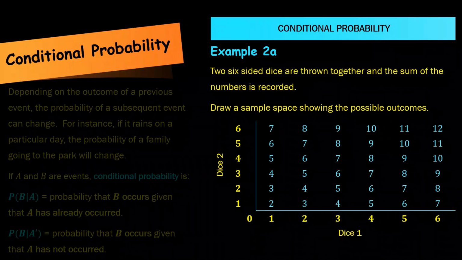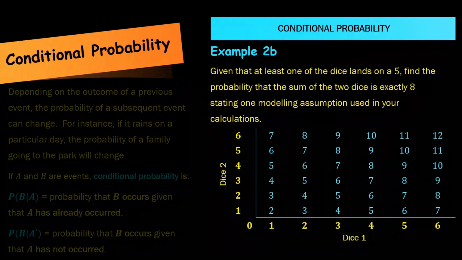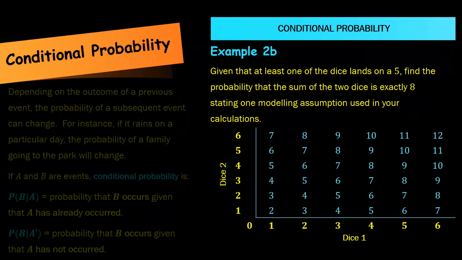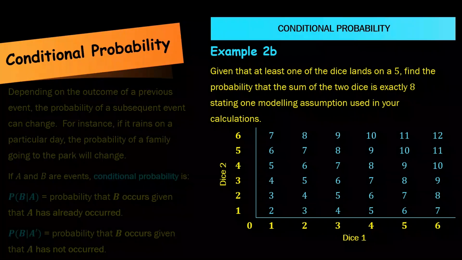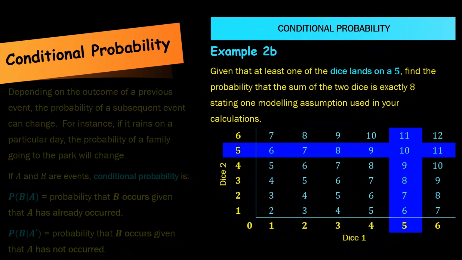Now that we have our sample space, we can have a go at part B. Given that at least one of the dice lands on a 5, find the probability that the sum of the two dice is exactly 8, stating one modelling assumption used in your calculations. So this time we're only going to need the row and the column for 5. In other words, this is the total we're going to use. The total number of ways in which the dice lands on a 5 is equal to 11. There are 11 ways of throwing at least one 5.